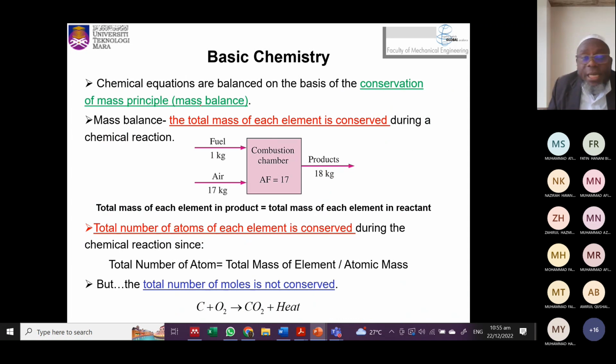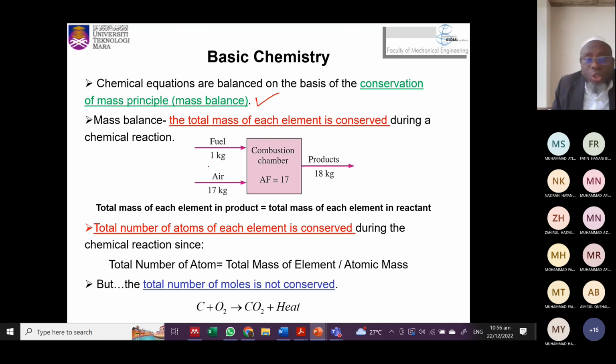Now let us look at the chemical balance. These are just basic chemistry, balancing of equations. The chemical equations are balanced on the basis of the conservation of mass principle, or mass balance. For mass balance, the total mass of each element is conserved during a chemical reaction. I'll explain.